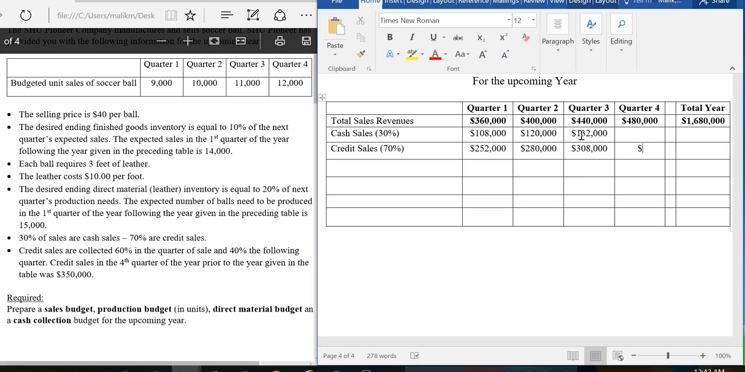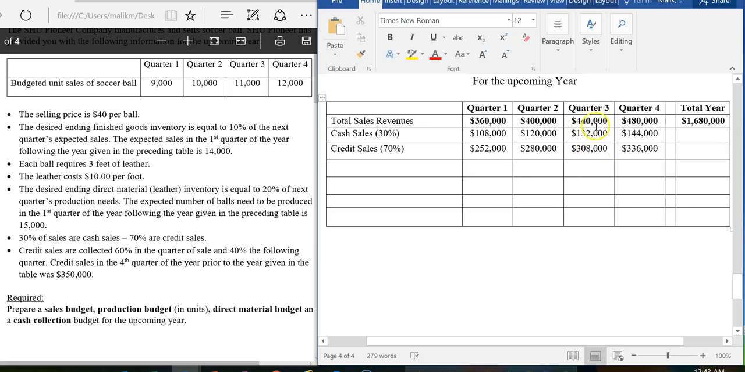Now for Q4, total sales is 480,000. 30% of it will be your cash sales. So take 30% of 480. I got $144,000. And the 70% remainder will be your credit sales. So take 70% of 480. I got $336,000. So this is how you can split your total sales into two parts, and that will be helpful to do our real cash collection budget.